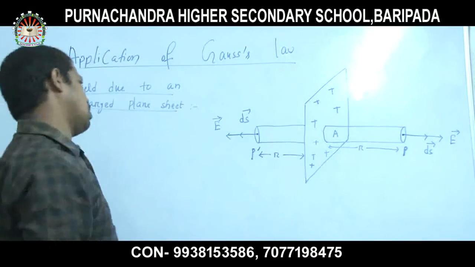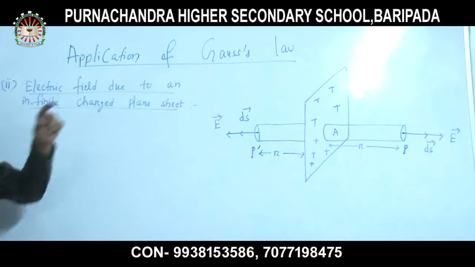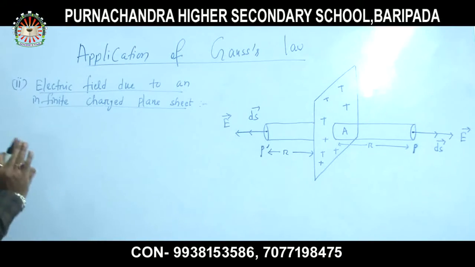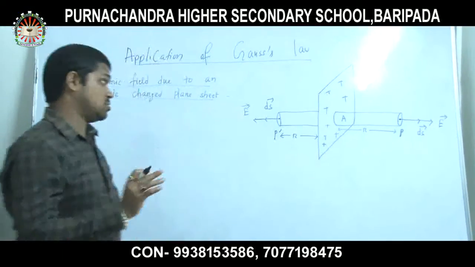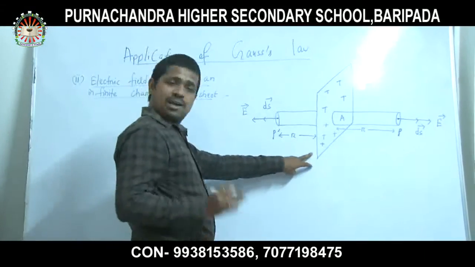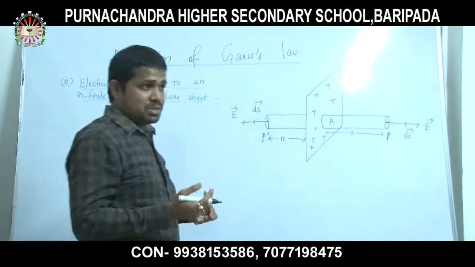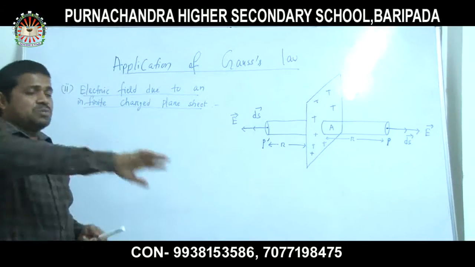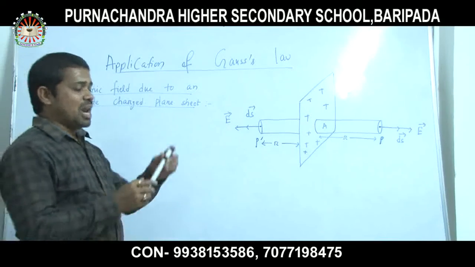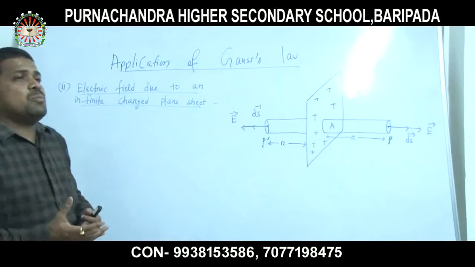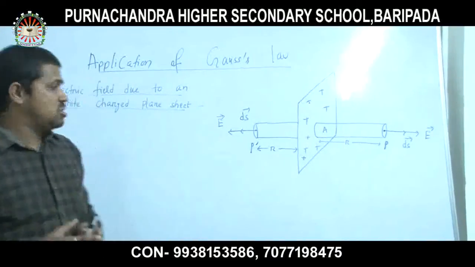Okay. Now, as we know, this is the application of Gauss's law, so we require a closed surface. The sheet is not a closed surface. So we have to assume a Gaussian surface. In the previous video lecture, for a line charge, what type of Gaussian surface did we get? We got a cylindrical Gaussian surface.